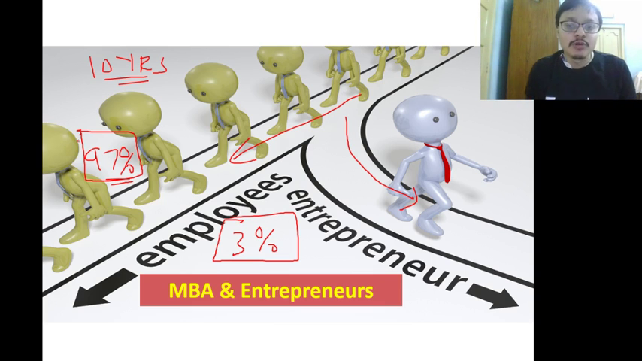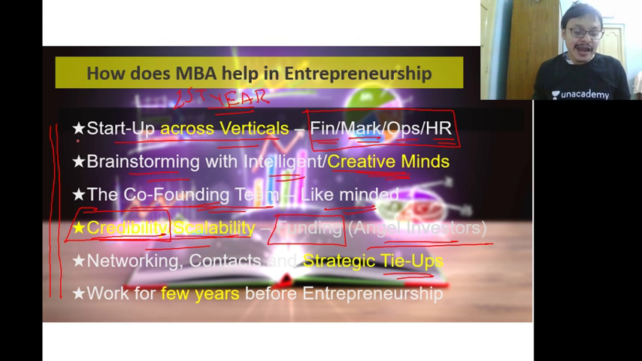For example, let's say you want to tap an MNC and you know somebody who is in a VP or leadership position in that MNC, it becomes so much easier for you to get those initial orders for your startup. And the moment you get initial orders, the moment you start delivering, that is when all the other factors like the angel investors will become more interested in your idea, because they'll see that you have potential clients to whom you want to deliver your solution. And this strategic tie-up is very important.